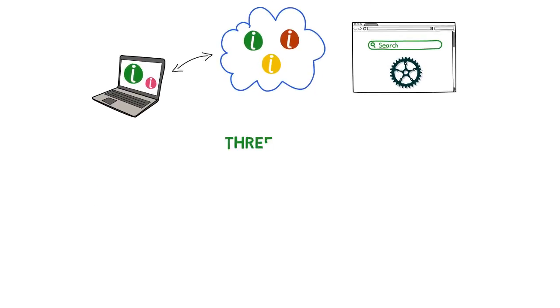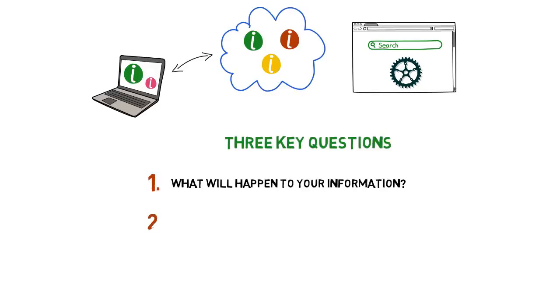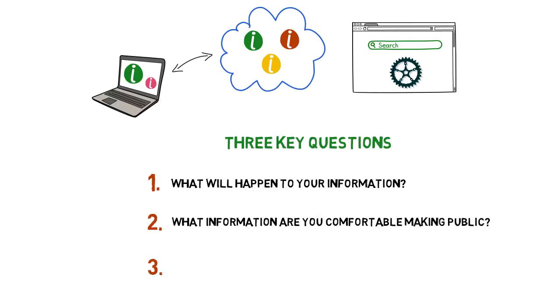As an emerging scholar, consider three key questions when thinking about digital privacy and data storage. First, what will a website or company do with your information? Second, what information are you comfortable making public? And third, where is your data being stored?